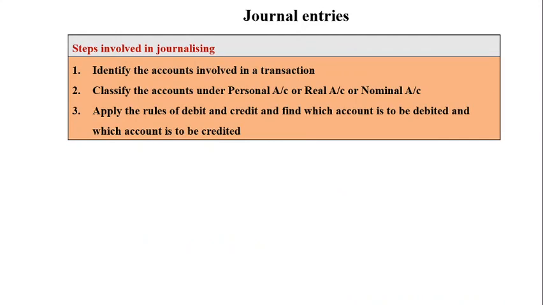Steps involved in journalizing. First of all, we have to remember that the journal entries are to be passed from the point of view of the business. Step 1. Identify the accounts involved in a transaction. Classify the accounts under personal account or real account or nominal account. Then apply the rules of debit and credit and find which account is to be debited and which account is to be credited.